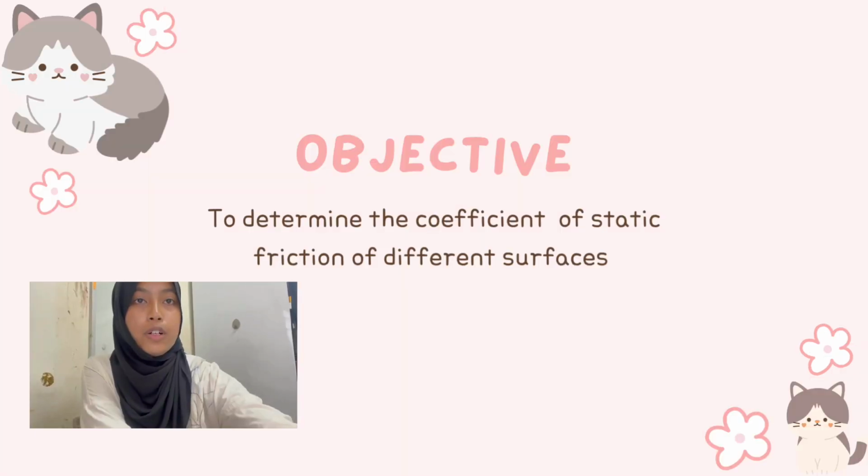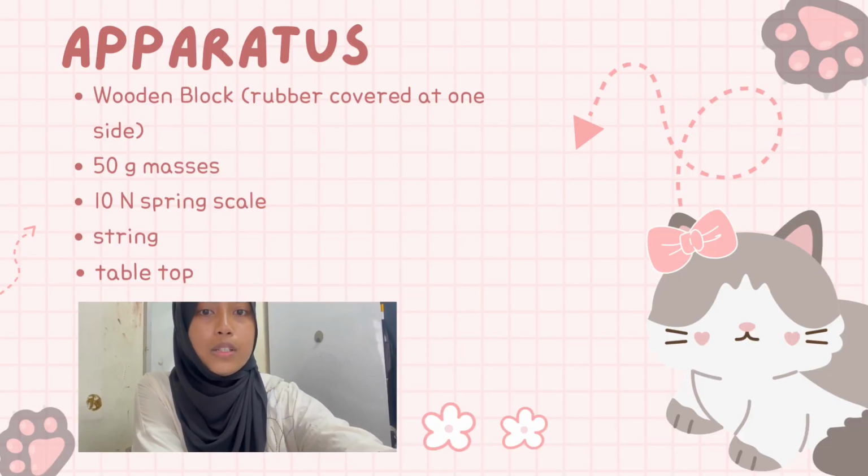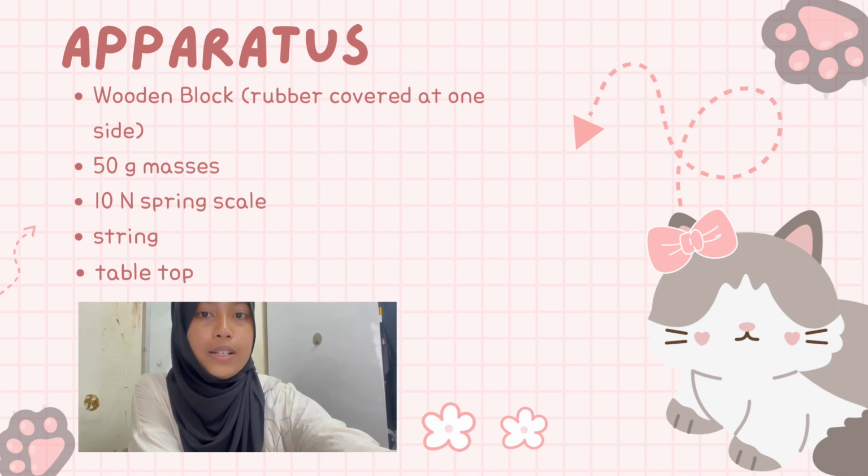The objective for this experiment is to determine the coefficient of static friction of different surfaces. Apparatus: a wooden block, rubber covered on one side, 50 gram masses, a 10 Newton spring scale, string and tabletop.